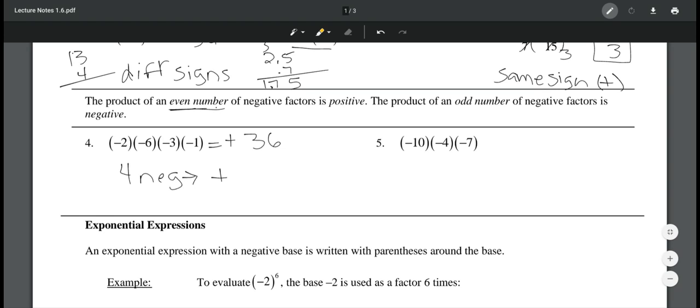Oh, excuse me. I apologize. For number 5, I have an odd number of negatives. I have 3 negative numbers. So my outcome is automatically going to be negative. And then all I have to do is worry about multiplying 10 times 4 times 7, which is 280. So that would be negative 280 because we have 3 negatives.